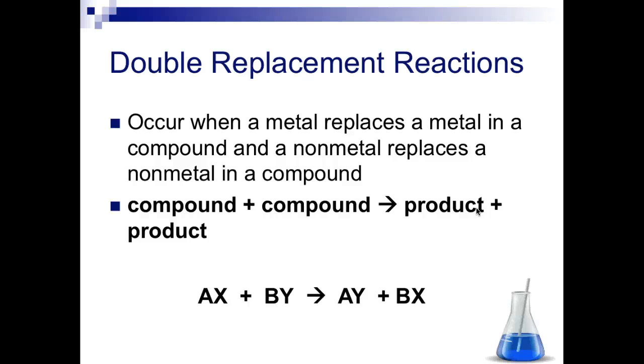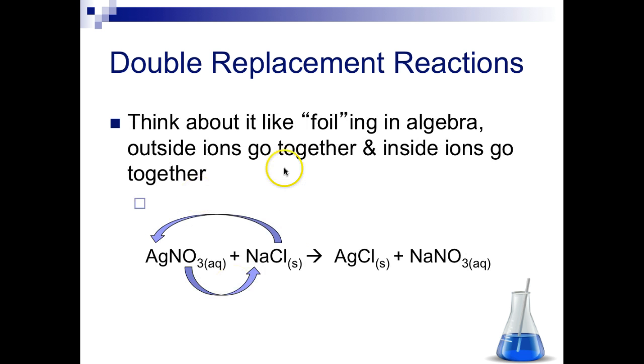These happen when metals replace metals in a compound and nonmetals replace nonmetals in a compound. So you're going to end up with a compound plus a compound, and that's going to make a new compound product plus a new compound product. Remember, these guys are going to switch partners. Think about what we talked about in class when we talked about the dance. They switched partners. So think about it this way.